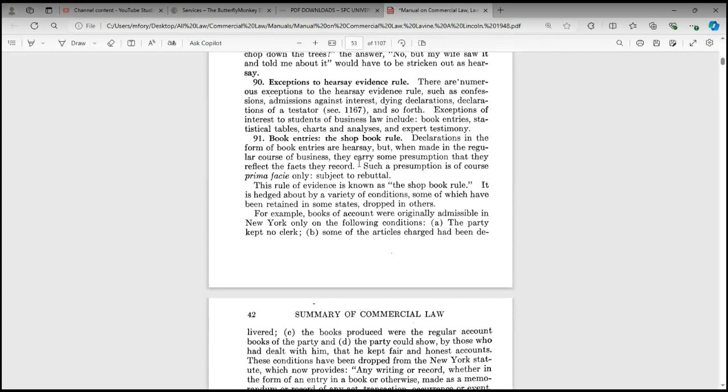Book entries. The shop book rule. Declarations in the form of book entries are hearsay, but when made in the regular course of business, like your secretary, they carry some presumption that they reflect the facts on record. Such a presumption is, of course, prima facie only, subject to rebuttal, and that's true. It's the same thing, like your secretary, right? She's just taking notes. You're taking her word that she copied down everything you said verbatim.